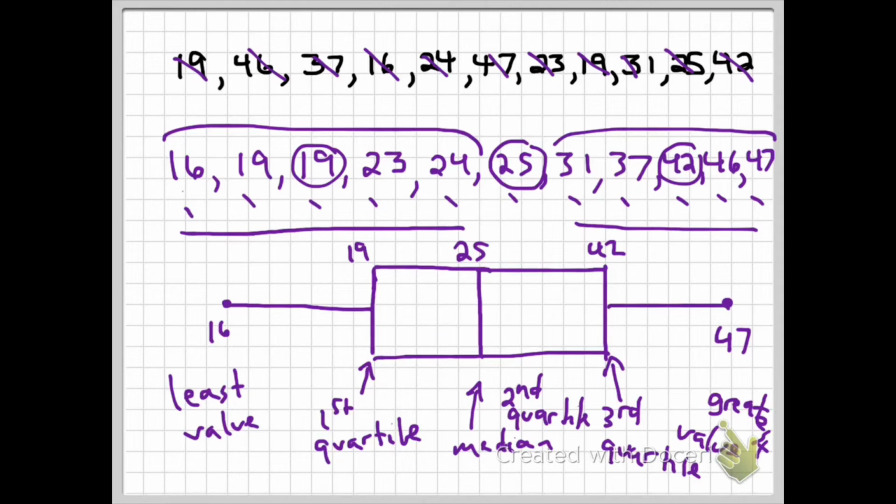Now, in the event that you have an even amount of numbers in the entire set, we're going to do what we did when we found the median before. You would add those two numbers together and then divide by 2. Same thing for our quartiles on the other end. So when you have an odd amount, it's a little bit easier to work with.